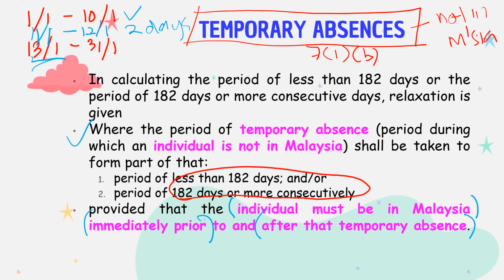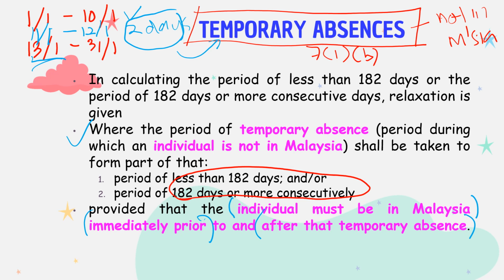So what is temporary absent? The taxpayer is not in Malaysia, but we assume he is in Malaysia. So with that assumption, the period will become consecutive. For example, look at these 2 days, guys. The period is not consecutive, right? Why? Because 11 January until 12 January are missing. Let's say these 2 days fall under one of the categories under temporary absent. We assume that even though the taxpayer was not in Malaysia from 11 January to 12 January, he is in Malaysia. Therefore, these 2 days will be counted in the computation of 182 days.